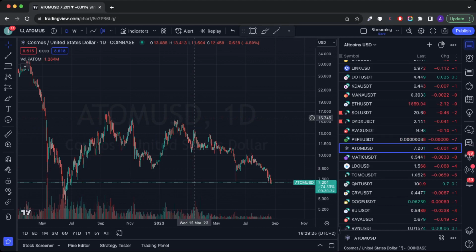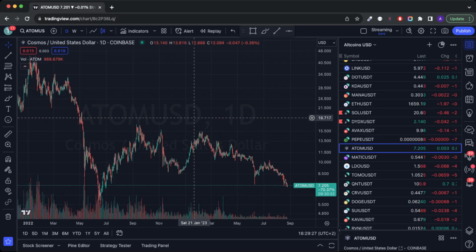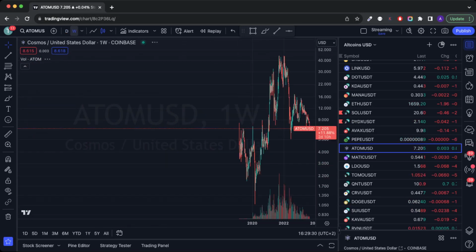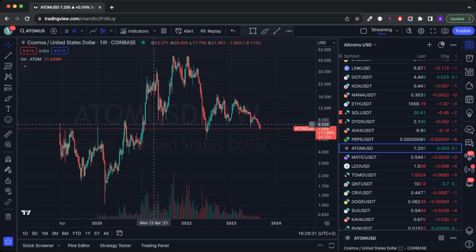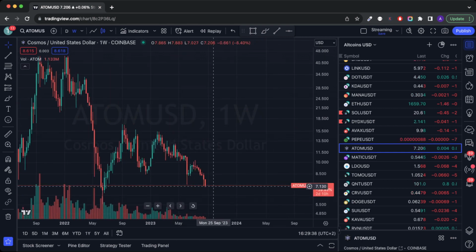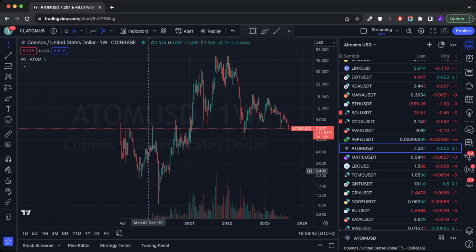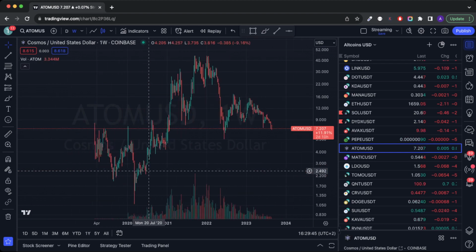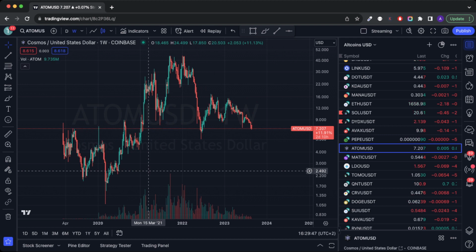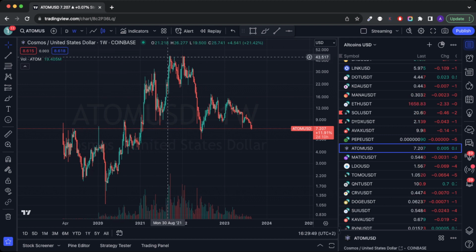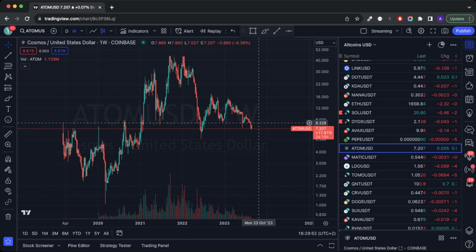Atom, completely bearish. Let me look at this on weekly. Okay. Also trying to make a lower low. Maybe not as bearish as some other altcoins, but still.